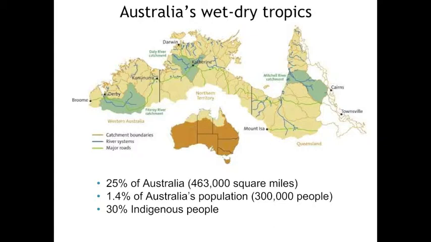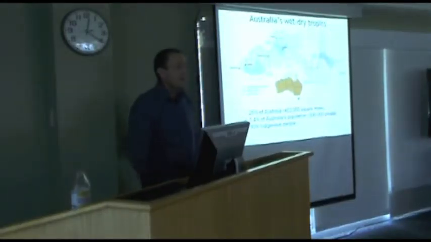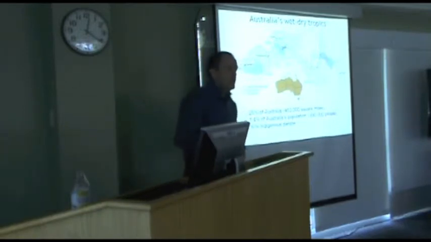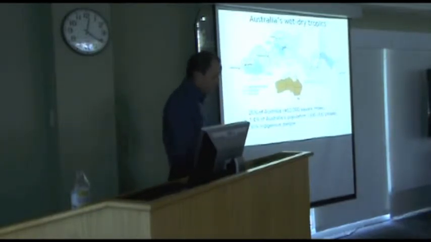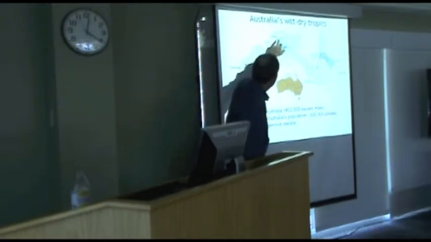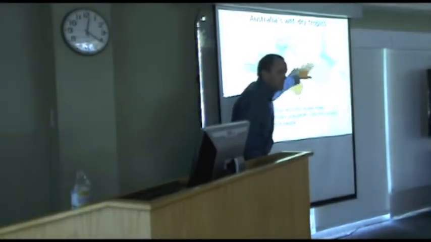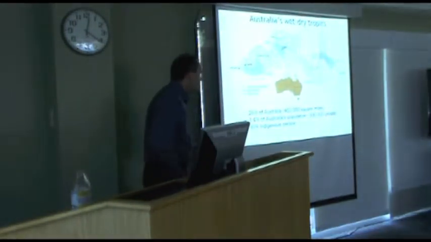And that represents an area of about 463,000 square miles, I believe. So about the same area as if you put Texas and California together. But instead of having 67 million people, we've got 300,000 people. And 110,000 of them, like me, live in Darwin, in this one city up there. So the rest of this region has about 200,000 people.